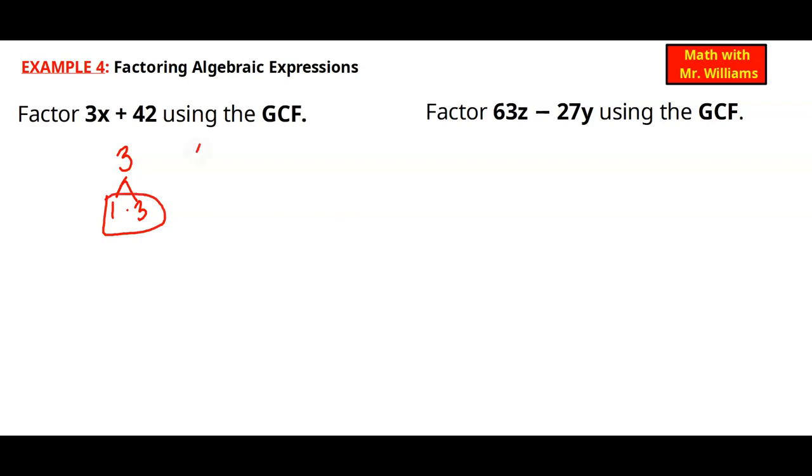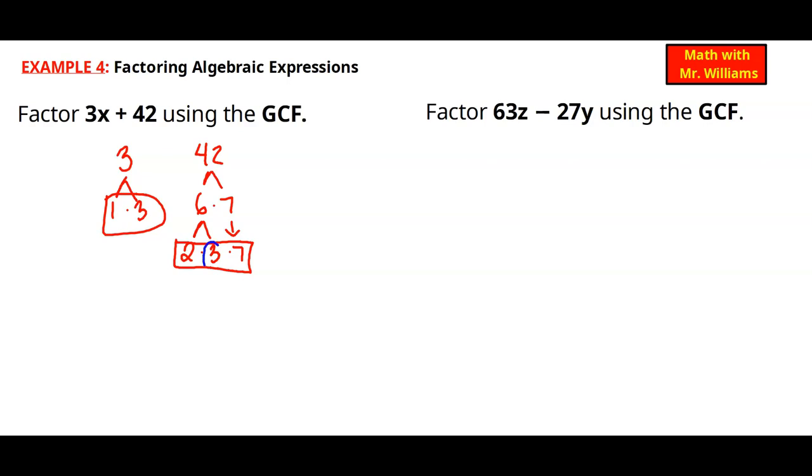But the 42, let's break it up. What times what gives me 42? Well, how about 6 times 7? 7 is a prime number, so I leave it alone. The 6, though, can be broken up into 2 times 3. So I just bring down the 7, and it's times 7 at the end. And here is my factored form of the 42.